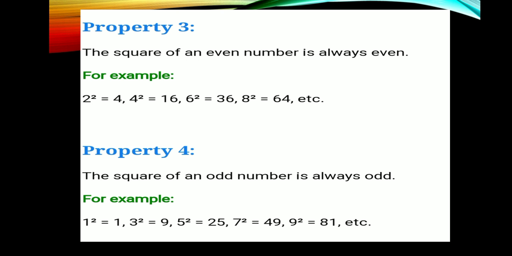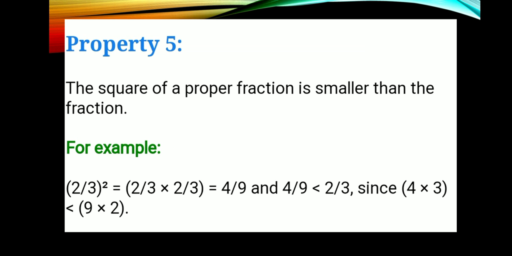Now property number 3 and 4 are related to whether the number is even or odd: an even number has its square also even, and an odd number has its square also odd.